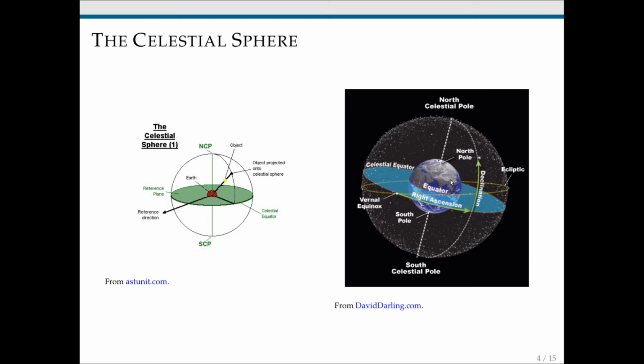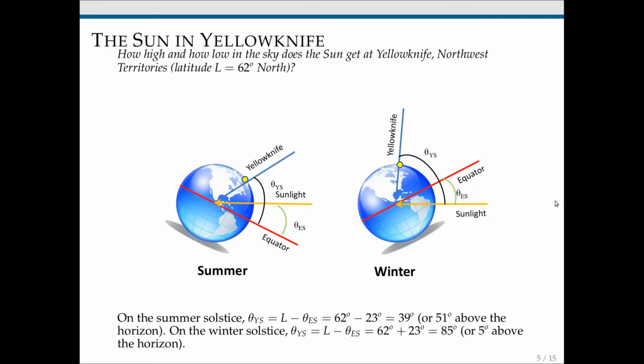We don't really need the details of the system, but the geometry is useful for answering questions like the following. How high and how low in the sky does the Sun get at Yellowknife, Northwest Territories, which is at latitude 62 degrees north, which means 62 degrees above the equator? To solve this problem, we go to the diagram. This diagram is oriented slightly differently than the ones we saw earlier, in that the Sun-Earth plane, parallel to the direction of sunlight, is horizontal, while the equator is tilted.